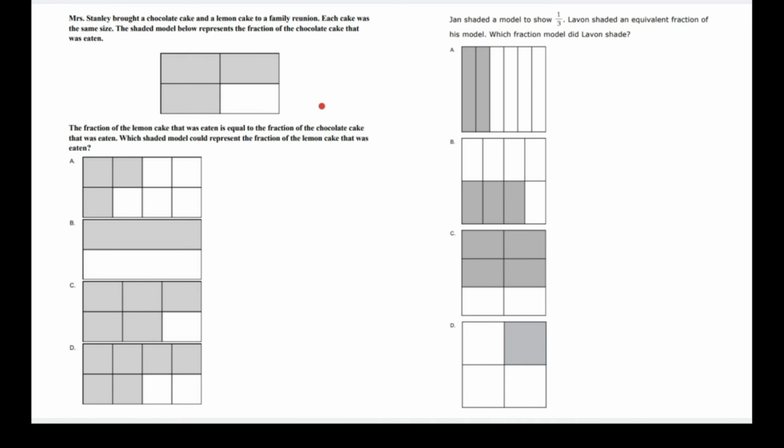After reading that, we have this exercise to work on your own. You have to read the problem, observe this, read the question and then choose the best answer. The same here, you have to read the problem and then choose the best answer for that.